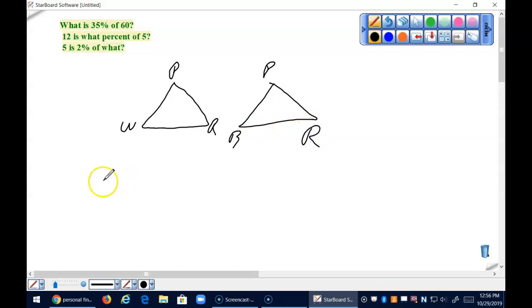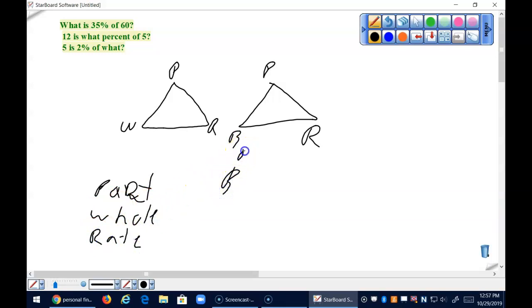So what it is: P is part. W is whole. R is rate. Base is B. So multiplication is easier than division, so division goes on top.